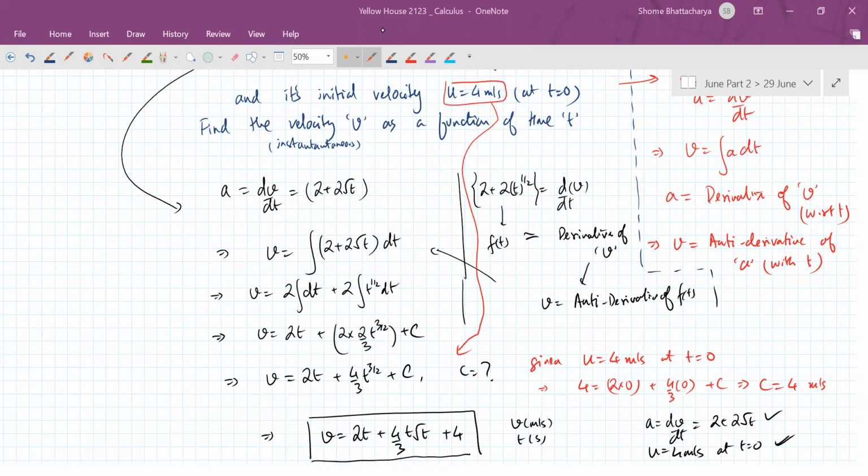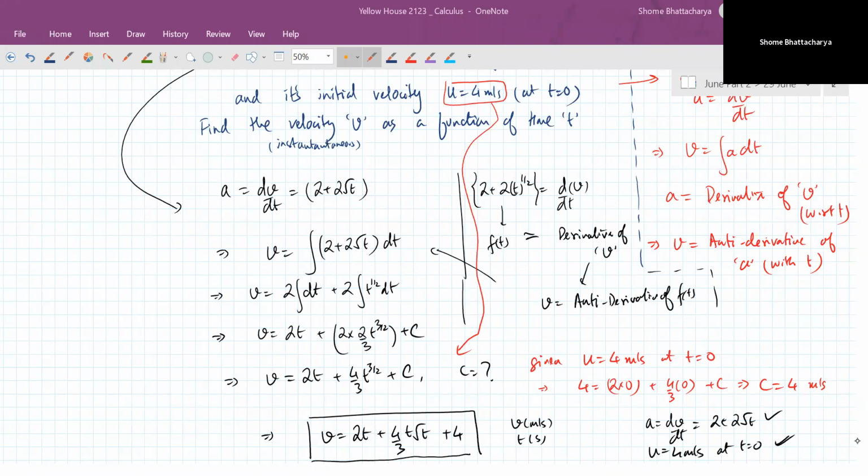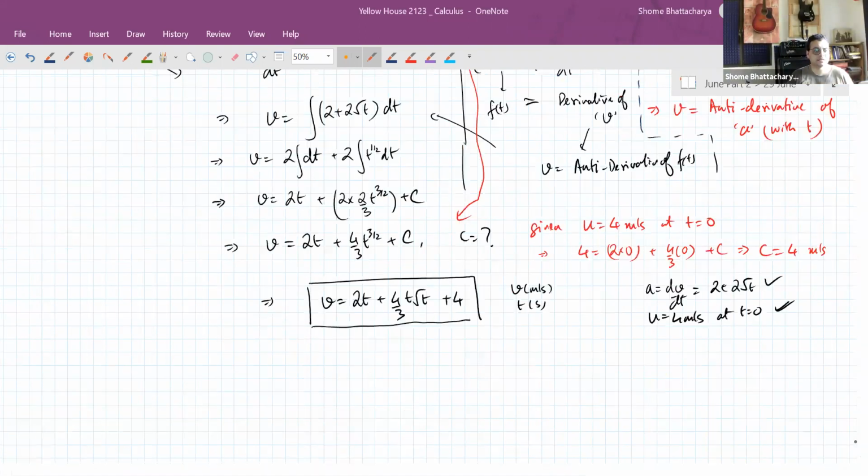Yes, Anirudh, that's also correct. We can take 2t common and write the answer that way also. That's correct. So we can express this like this also.